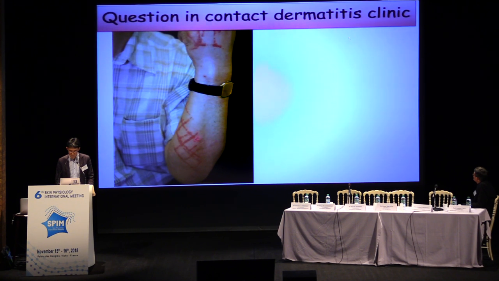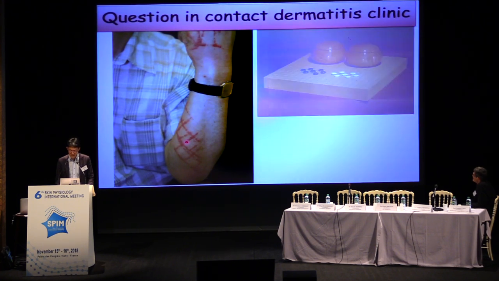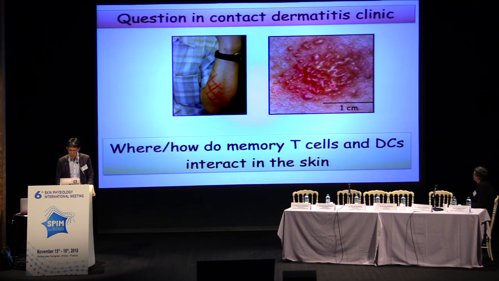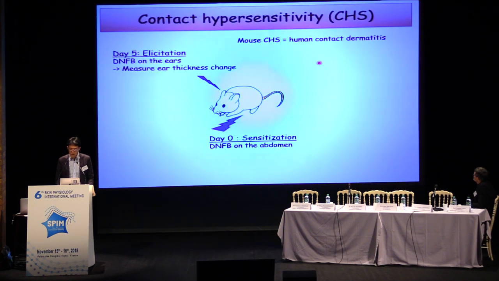You may see this patient, and I hope you can guess what induces the contact dermatitis. That is not easy. In Japan, we play Go, and for the red and black lines we use lacquer. So this patient has contact dermatitis to lacquer. And when we look at the contact dermatitis sites closely, we can see small red papules accumulating around the contact dermatitis area, suggesting that there seems to be a certain location where memory T cells are activated in the skin.